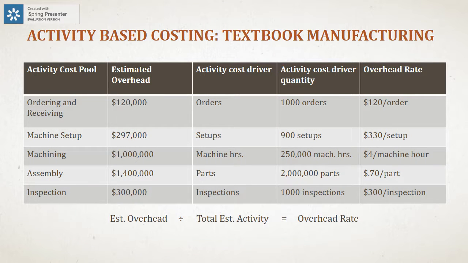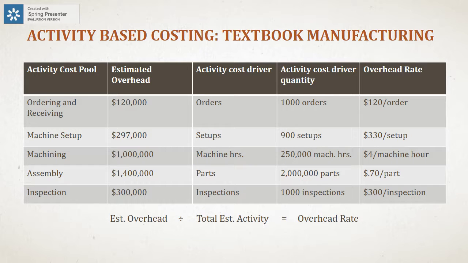Here we have a chart exhibiting activity-based costing for the textbook manufacturer, which uses the process costing method. On the left, we have activity cost pools, which are groups of activities. Then we have estimated overhead, activity cost drivers, activity cost driver quantity, and overhead rate.